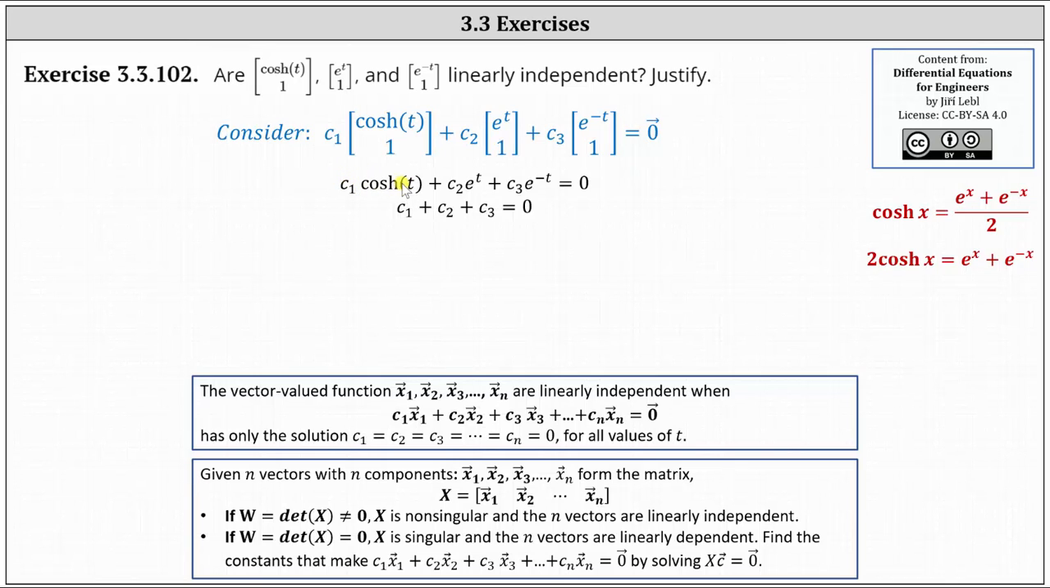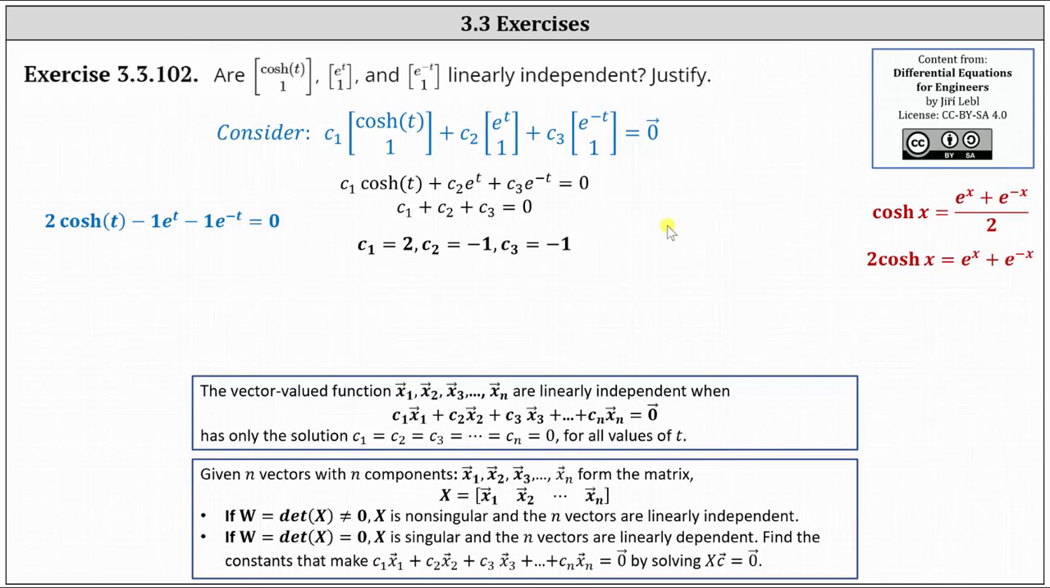we have 2 hyperbolic cosine t, which we know is equal to e to the t plus e to the negative t. And because we want the sum to be equal to 0, if we let c1 equal 2 and c2 and c3 equal negative 1, we have 2 hyperbolic cosine t minus 1 e to the t minus 1 e to the negative t, which does equal 0. This also satisfies the second equation, where c1 plus c2 plus c3 equals 0 would be 2 plus negative 1 plus negative 1, which is 0.